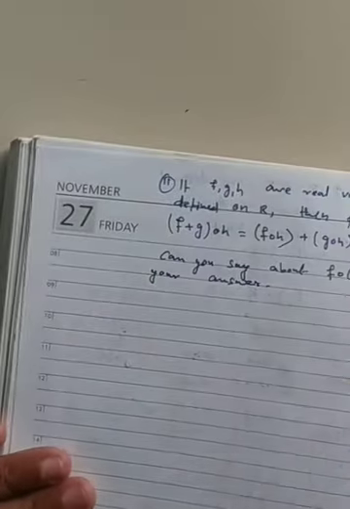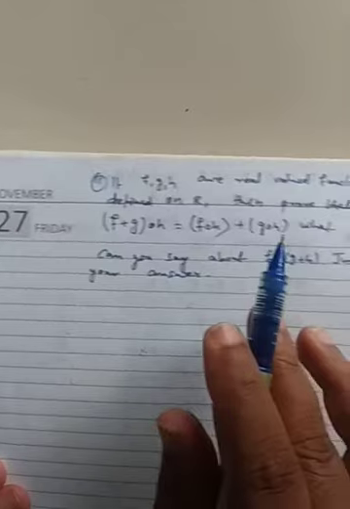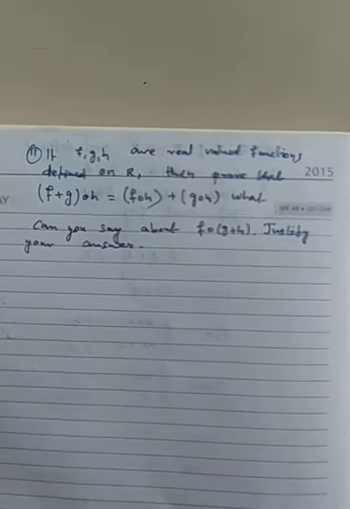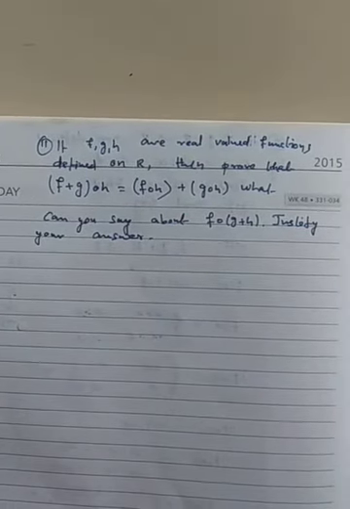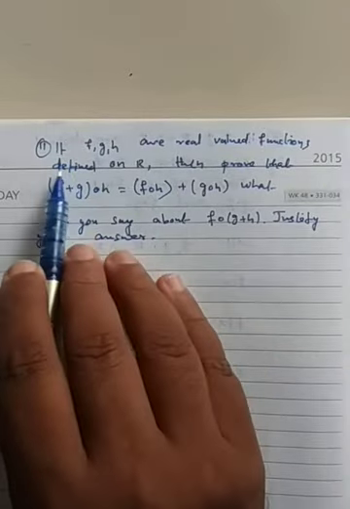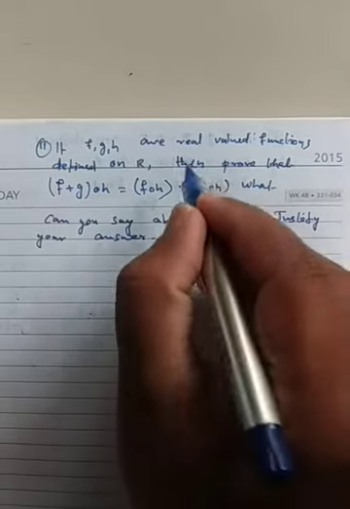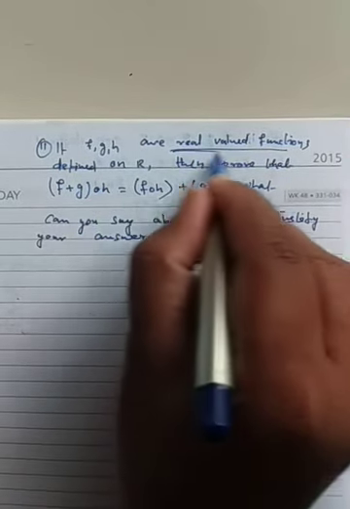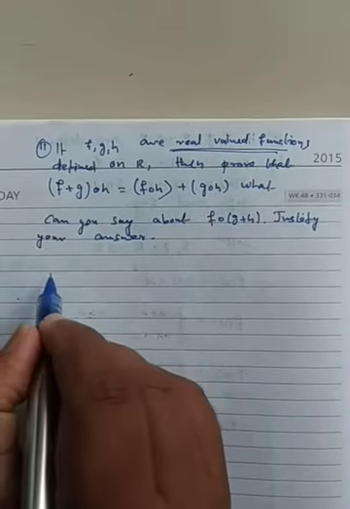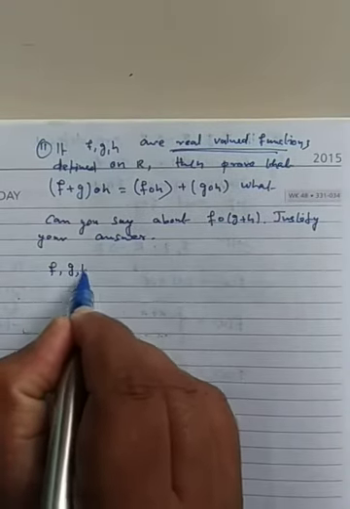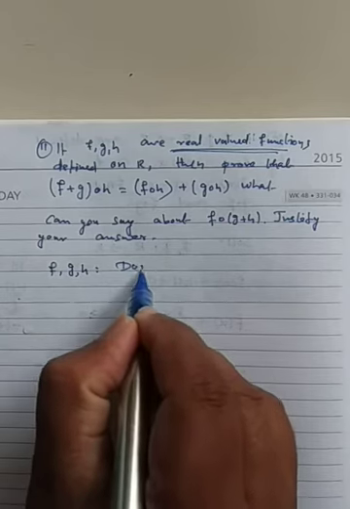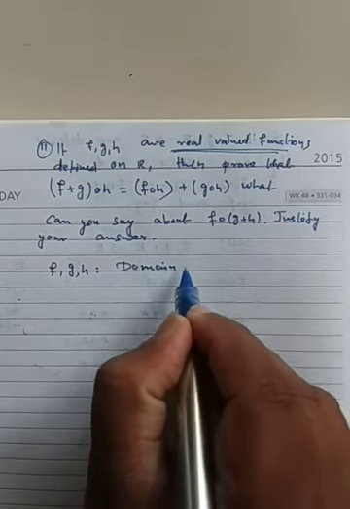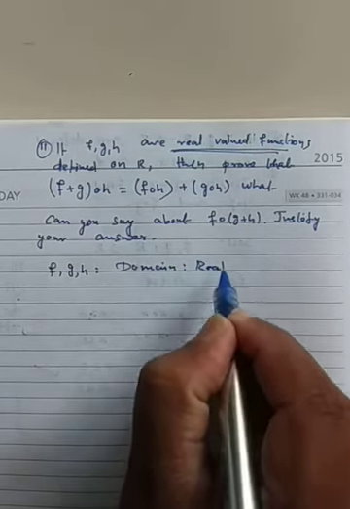It shows easy. It's prove that. You can see in this question here, they are doing some adjustment work. What they are saying: if f, g, h are real valued functions. Why are they saying real valued? It means f, g, h whose domains are real numbers, that is R, real numbers.